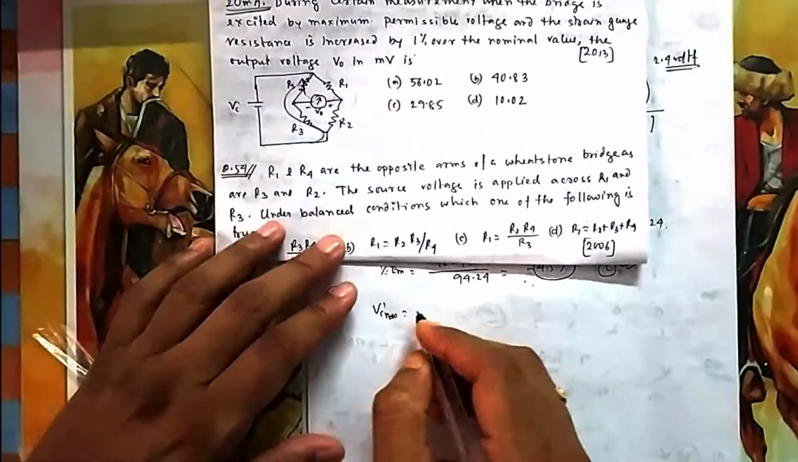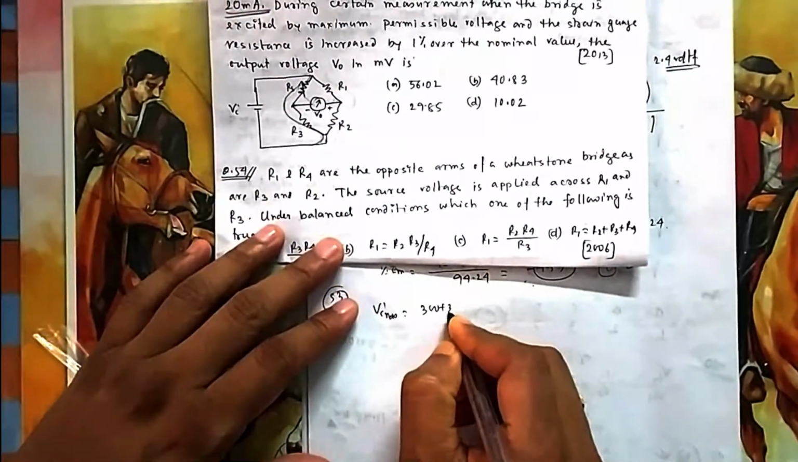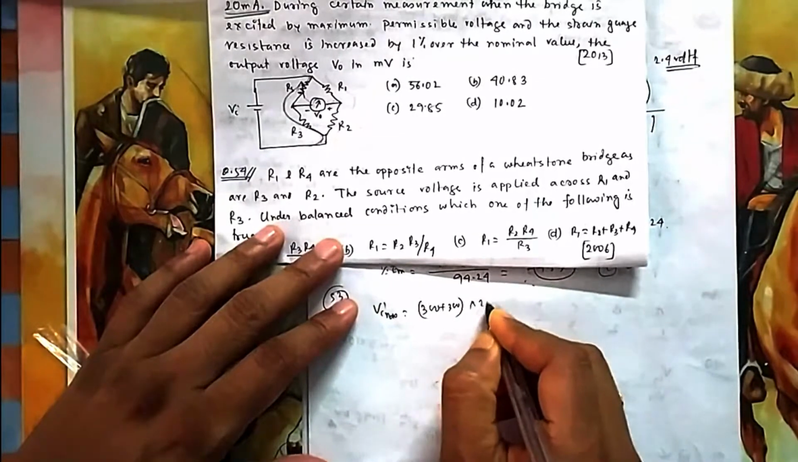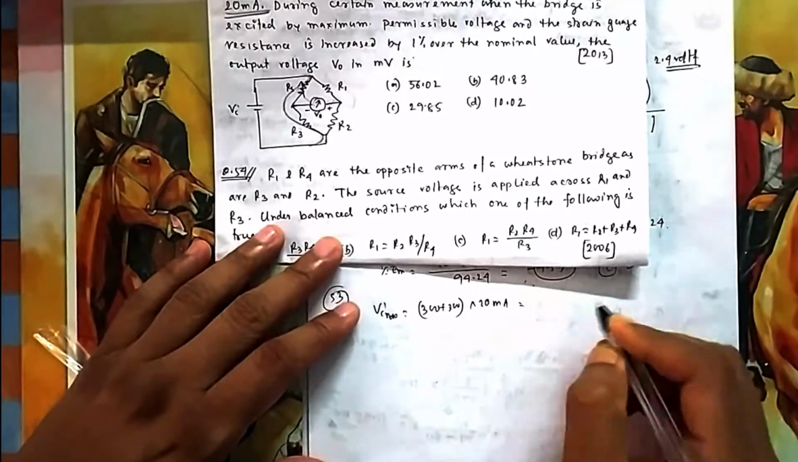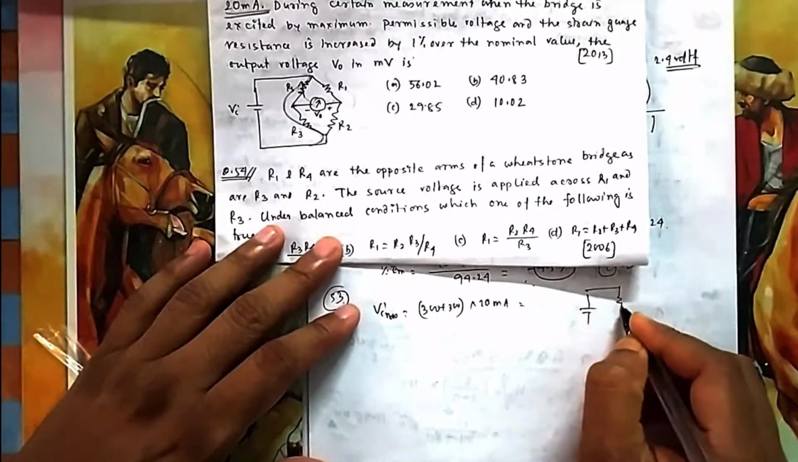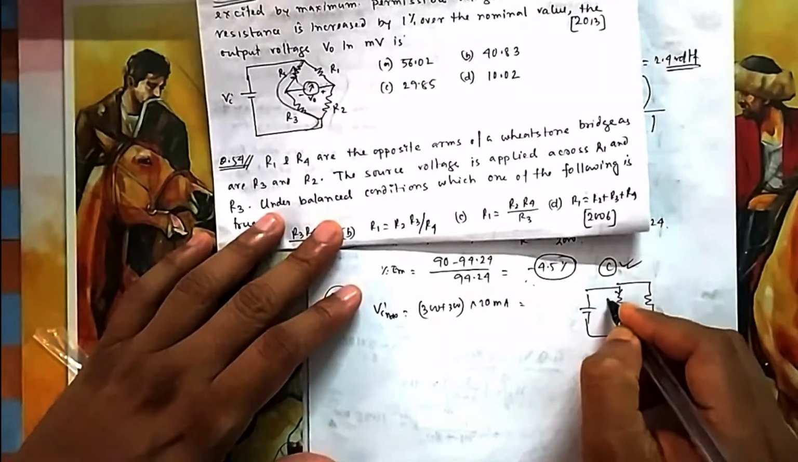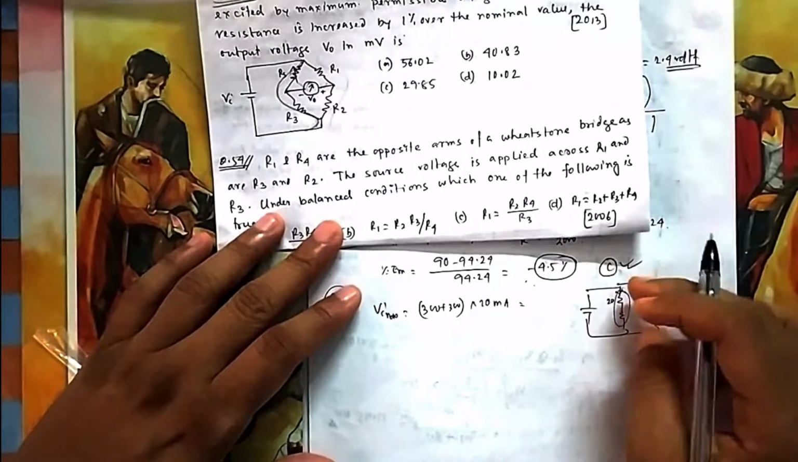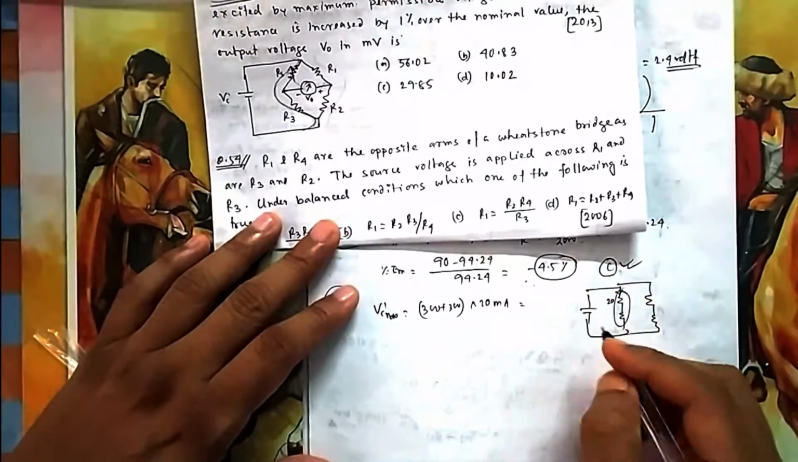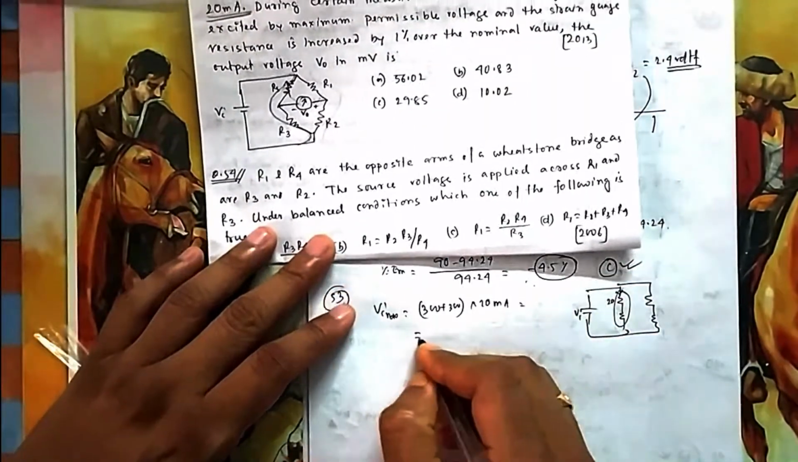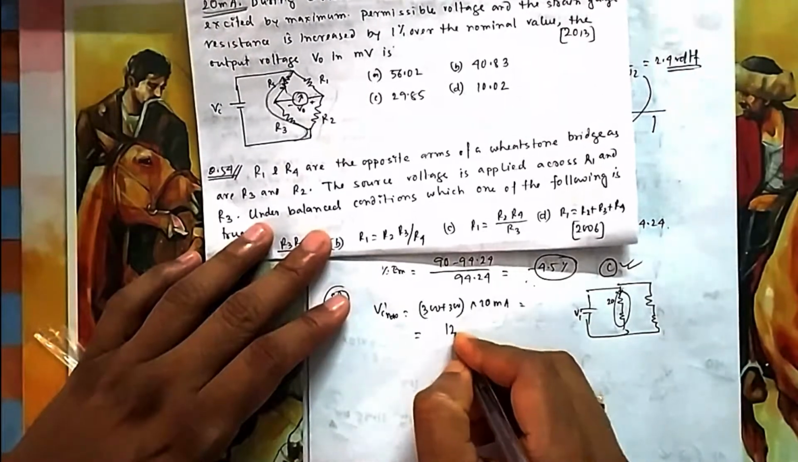So Vi max will be equal to (300 plus 300) multiplied by your 20 milliampere. You can think of this circuit in this fashion: 300, 300 in parallel, and another 300, 300 in parallel. This current you know, so this voltage will be equal to this voltage Vi. That's what we are doing. If you solve it, you will find it is 12 volt.